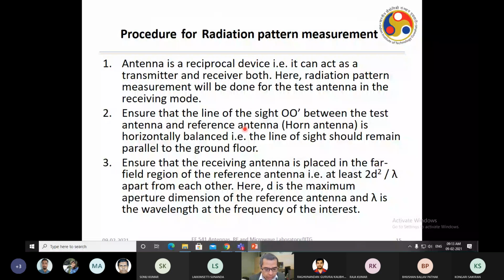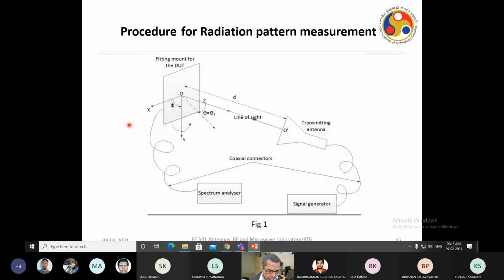So there are two measurements here. One is the copolar measurement, and the other is the cross-polar measurement. Basically, an antenna is a passive device. You have to connect it to the signal generator. So you connect the signal generator to the double ridge horn antenna, which supplies the signal and transmits it to the DUT. The signal received by the DUT is measured using the spectrum analyzer.